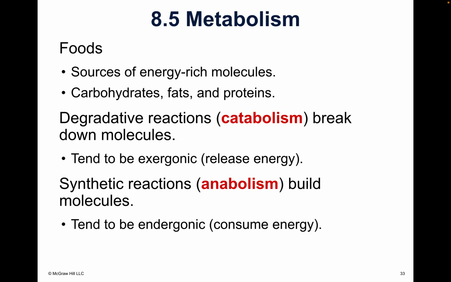All right, let's talk about 3 more terms, and that'll be it for this chapter. Metabolism, we touched on this in chapter 6. Foods are a source of energy-rich molecules: carbs, fats, proteins. That's all in your diet, and they're all good for your metabolism. Then there are degradative reactions, which is catabolism, which break things down. They tend to be exergonic, they tend to release energy. Remember, in chapter 6 we said that in an exergonic reaction the energy is exiting. That happens in a degradative reaction, catabolism. Then we have synthetic reactions, which is anabolism, which build our molecules, and they tend to be endergonic. They consume energy because the energy is entering.